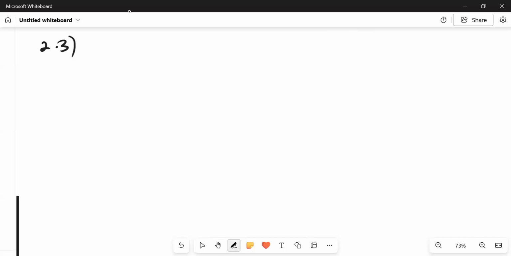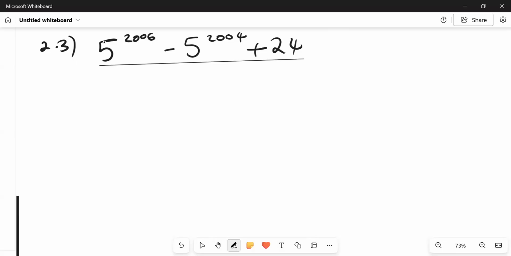And you are given 5 to the power of 2006 minus 5 to the power of 2004, plus 24, divided by 5 to the power of 2004 plus 1, equals A. Basically, this is an exponential equation in a way. And there's a plus or minus separating the bases. So how do we go about solving this kind of equation?